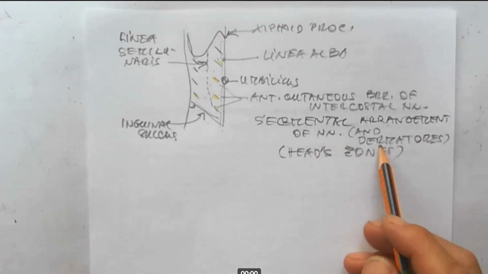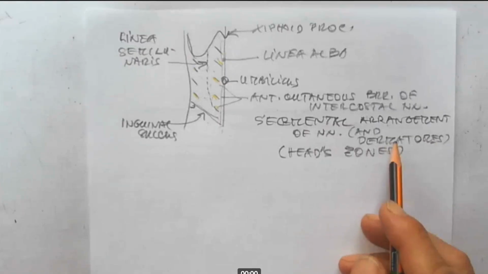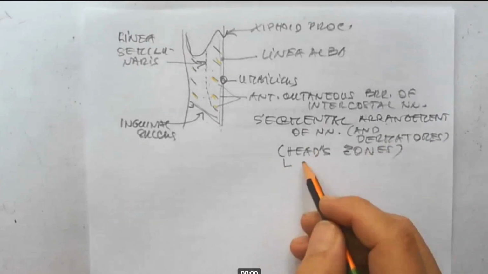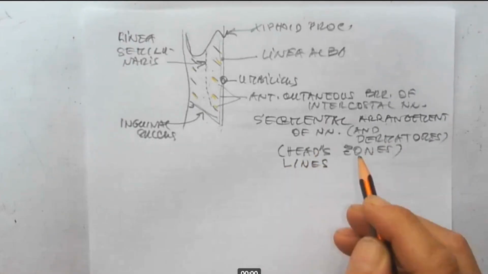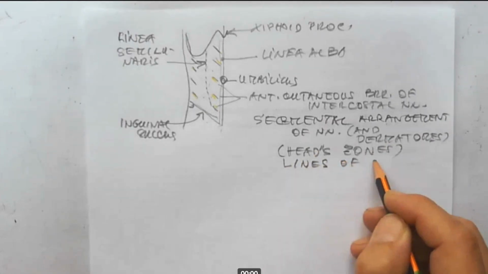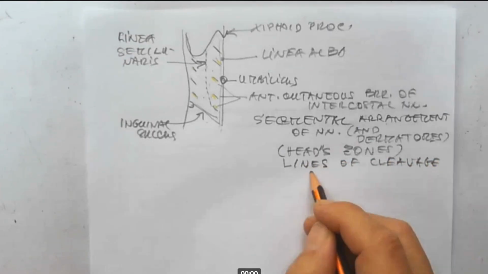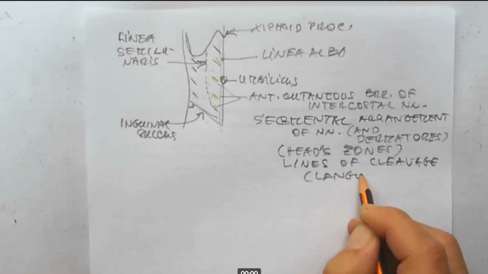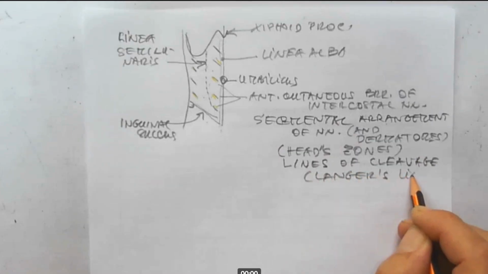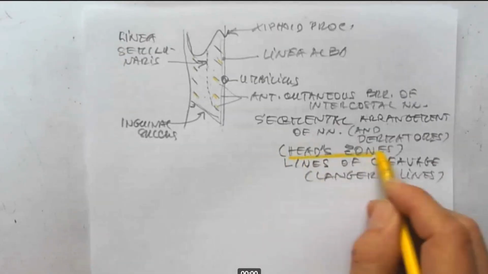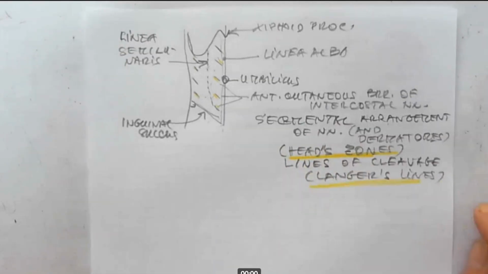So concerning perception of the skin. Good. Don't forget also lines of cleavage, or we call it Langer's lines. What does it mean? Again, repeating, these are two important points, Z zones and Langer's lines.